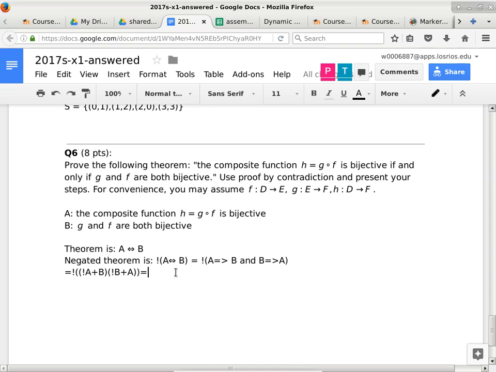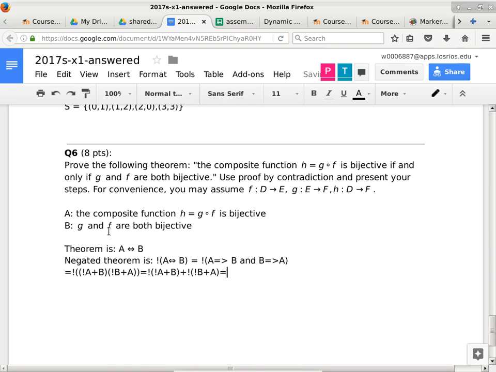I can apply De Morgan's law. I can make the outer negation distributed to the inner part, or I can apply distribution. So I would apply De Morgan's law first. It just seems easier to apply De Morgan's law first. So after De Morgan's law, I have the negation of not A or B. And then we have the or, because the conjunction becomes a disjunction, the negation of not B or A.